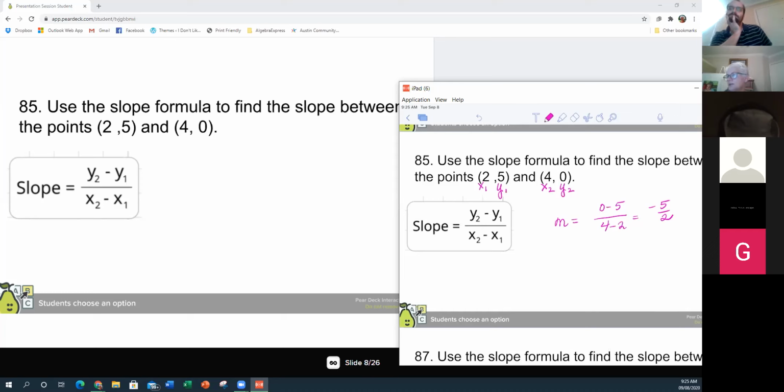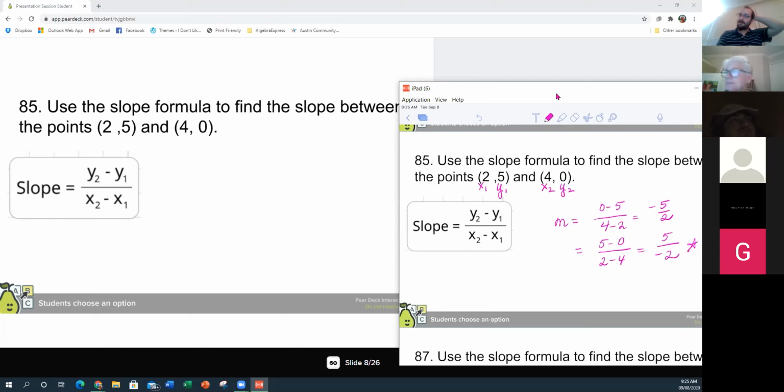So just really watch your signs and really be consistent with the points, so you don't mix up the x's and the y's as far as the order. Because you could also say 5 minus 0 over 2 minus 4, which would give us 5 over -2. And that's the exact same thing. In the end, if you wrote it like this, that would be fine. But ultimately, I always put the negative in the numerator. That's just for consistency's sake, so you know that it means the same thing.